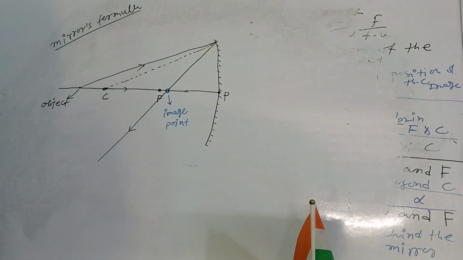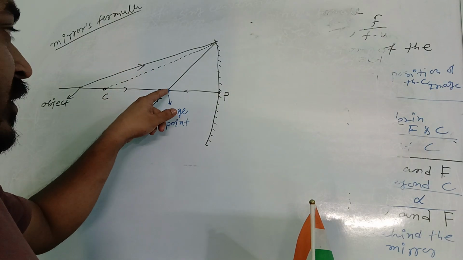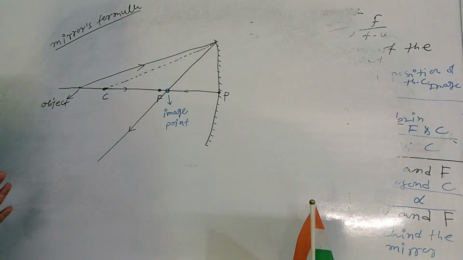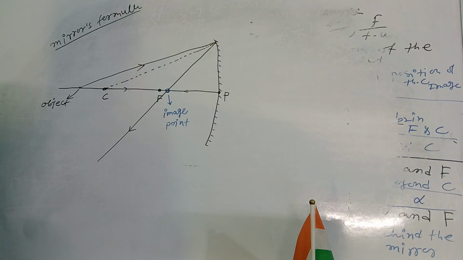I'll consider it is the image. Image point does not mean a point-sized image. Image point means the image is forming over here. Is it clear? Image is forming over here. It is different from the focus. Okay.